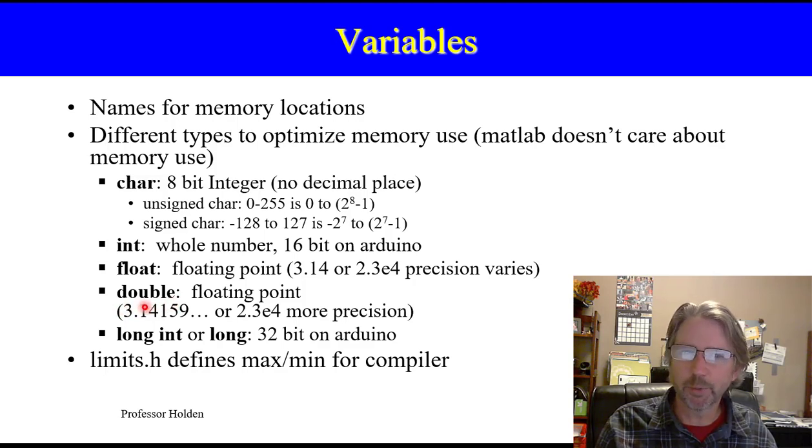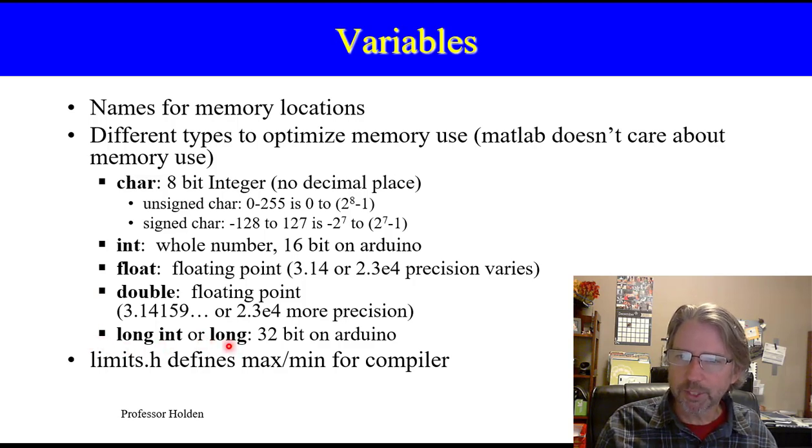That's going to really slow your program down and use a lot of memory. So don't use this unless you need to. But double will give you more precision. MATLAB does everything in double precision by default, because it doesn't care about efficiency.